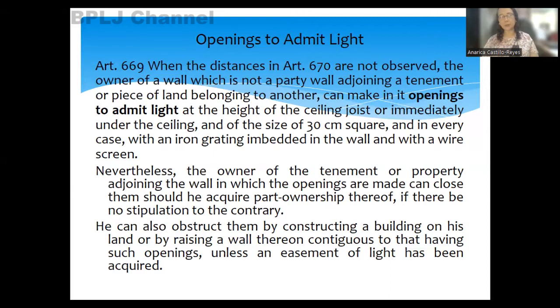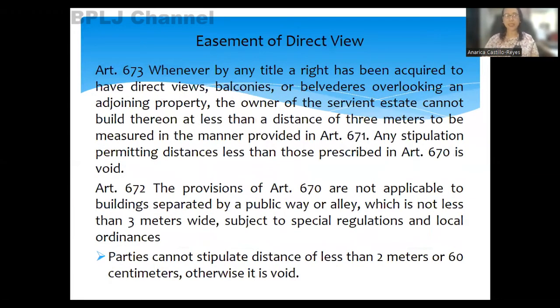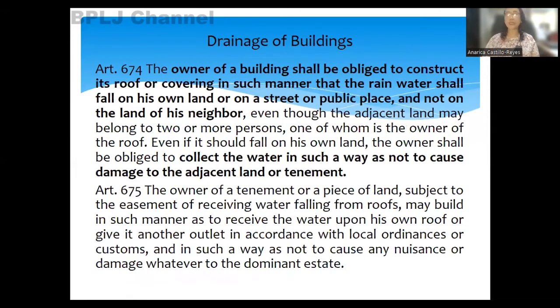Nevertheless, the owner of the tenement or property adjoining the wall in which the openings are made can close them should he acquire part ownership thereof. Okay? Easement of direct view. Whenever by any title a right has been acquired to have direct views, balconies, or belvederes overlooking an adjoining property, the owner of the servient estate cannot build at less than a distance of 3 meters to be measured. The provisions in Article 670 are not applicable to buildings separated by a public highway or alley, which is not less than 3 meters wide, subject to special regulations and ordinances.